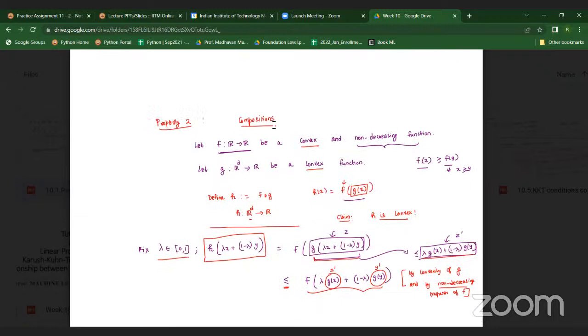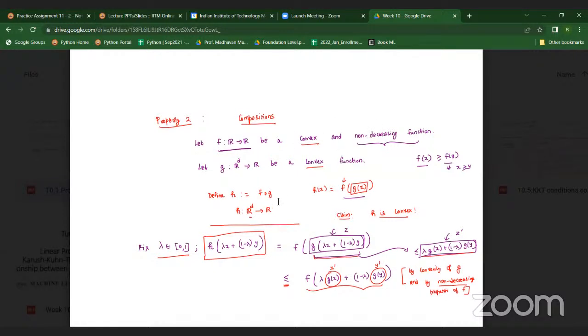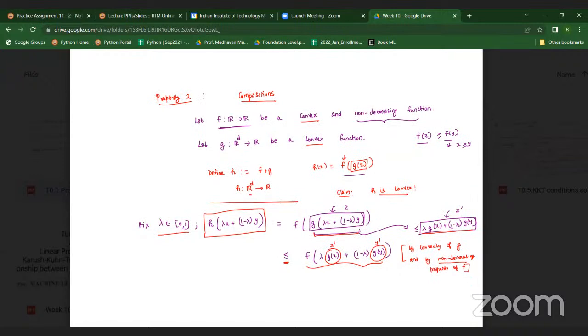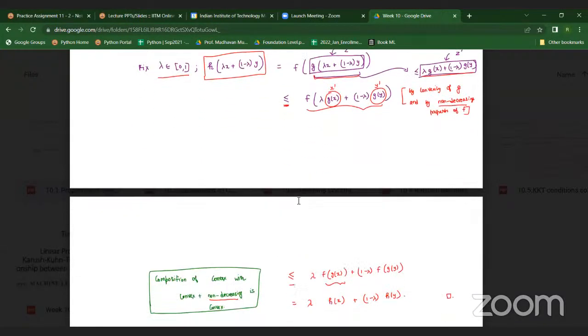Now coming to compositions, that is f of g of x, where f is convex and g is convex. It's not always that f of g of x will be convex. But under certain conditions it is going to be a convex function. For example, when f is a convex and non-decreasing function and g is a convex function, then f of g of x is a convex function.